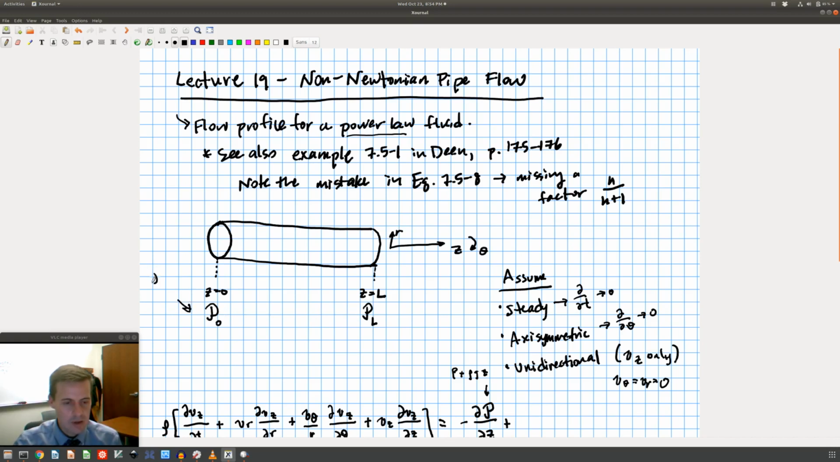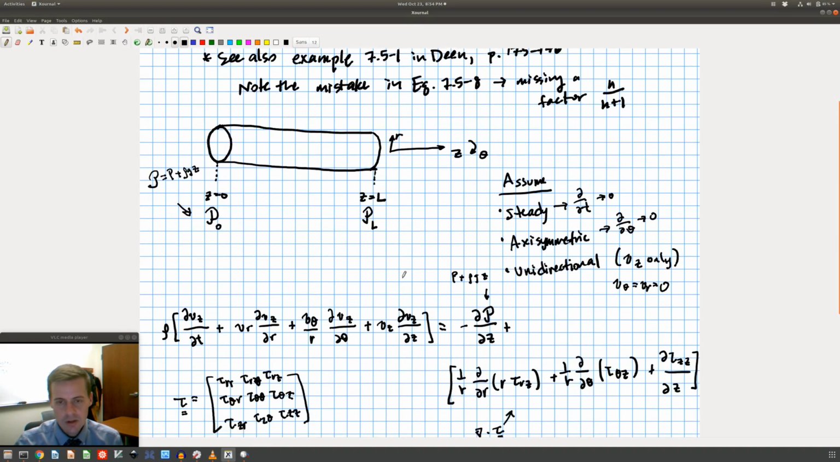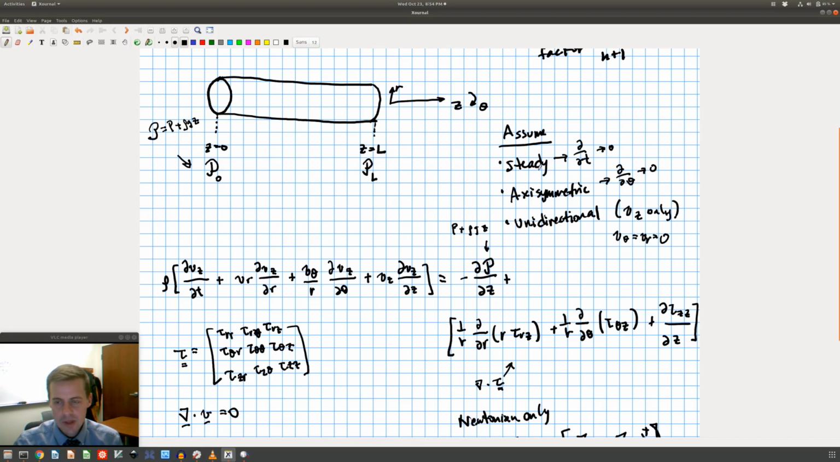You can remember that the dynamic pressure, curly P, is equal to P plus rho g z. So if I take the derivative, I get dP plus rho g. To derive pipe flow, I'm going to assume three things. Steady, that is, time derivatives are zero. Axisymmetric, that is, derivatives in the theta direction are zero, so derivatives around the pipe are zero. And unidirectional, meaning I only have flow in the z direction, not in the theta direction or the r direction. So v theta and vr are zero.